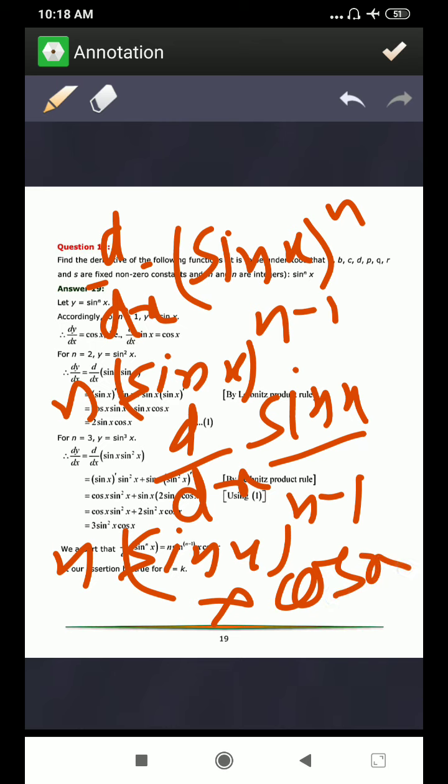You can do it like this. Whenever a power on any function is given, we will differentiate this as x raised to power n first. Then we will differentiate whatever is given in place of x. So if I consider it as x raised to power n, what is given in place of x? Sin x is given. So in the following step, you have to also differentiate sin x.